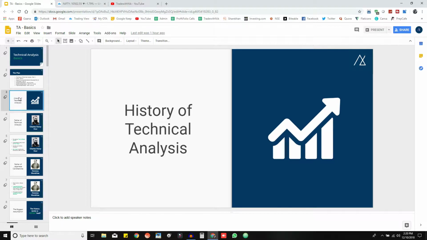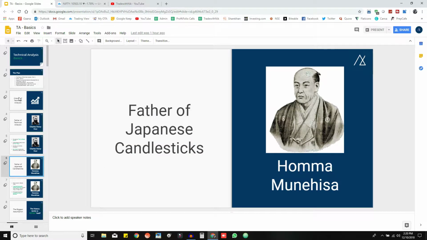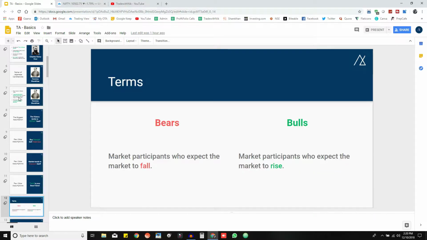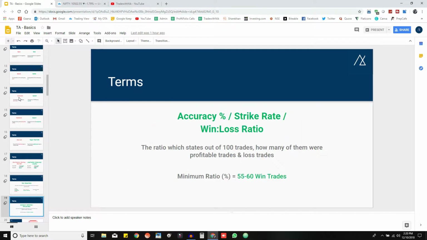So we have seen the history of technical analysis, the father of technical analysis, that is Charles Henry Dow, the father of candlestick patterns, that is Sir Homma Munehisa, and a few assumptions regarding stock markets and a few terms relating to trading in stock markets.